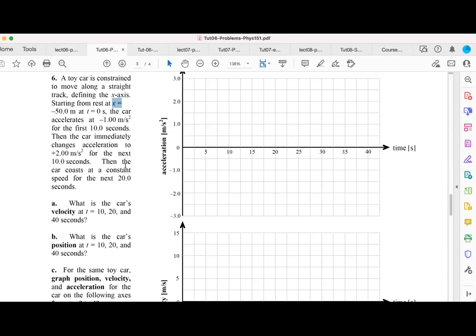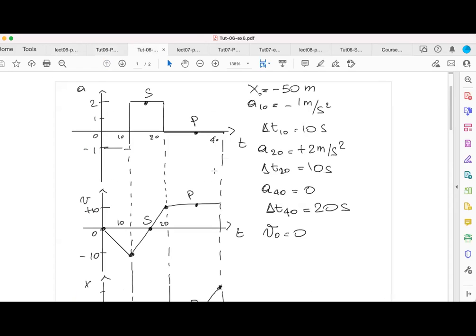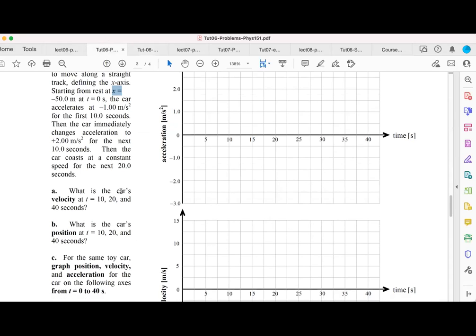Then the car goes at a constant speed for the next 20 seconds. What does constant speed mean? We know that when we have constant speed, the acceleration is equal to 0. So a that goes up to 40 seconds is equal to 0, and delta t at 40 seconds, we define, is equal to 20 seconds. Okay, so now we have written down all this information, which might be useful. Let's see what the problem is asking.